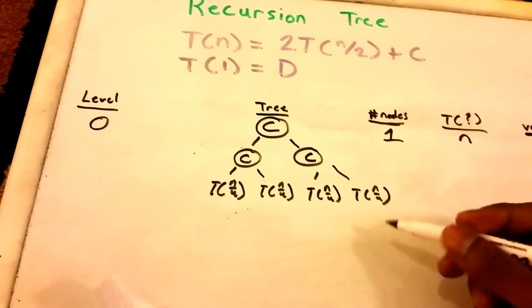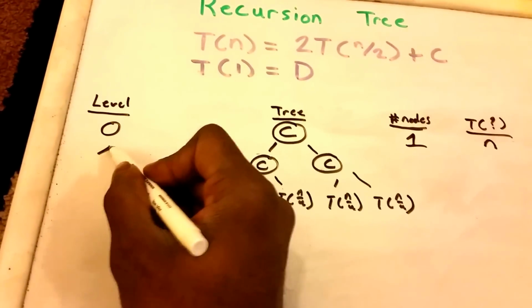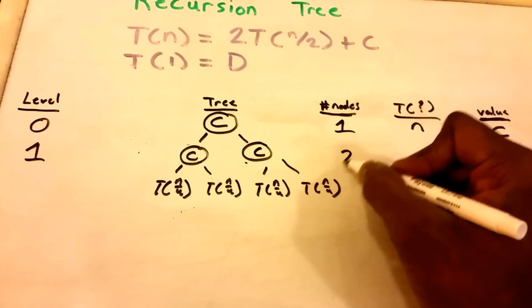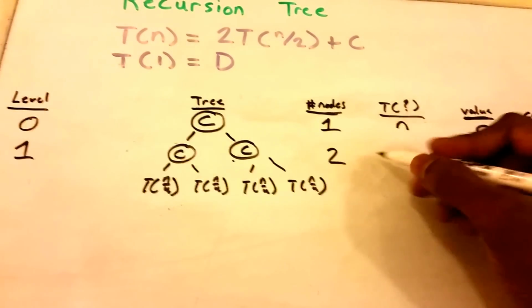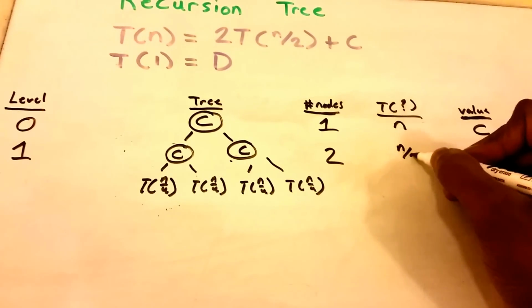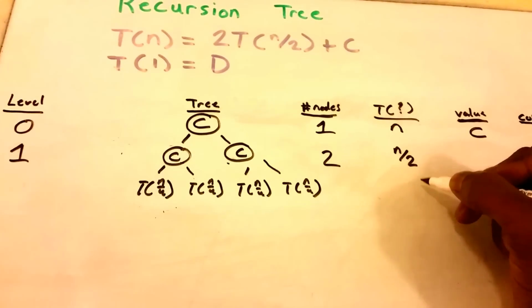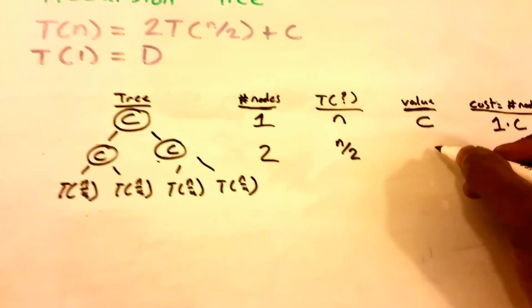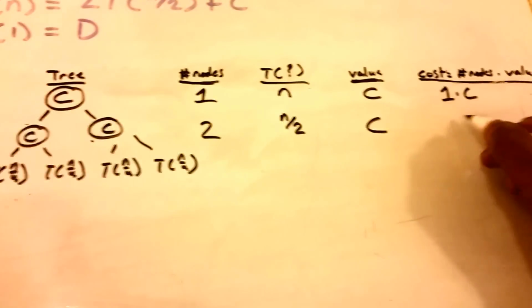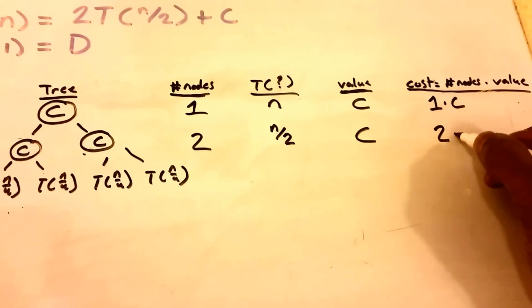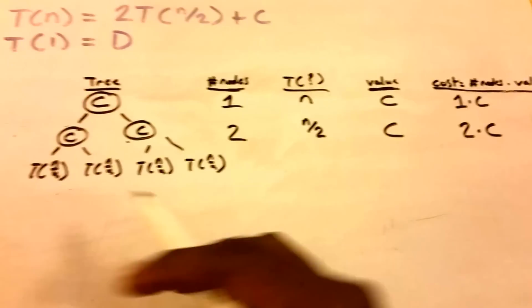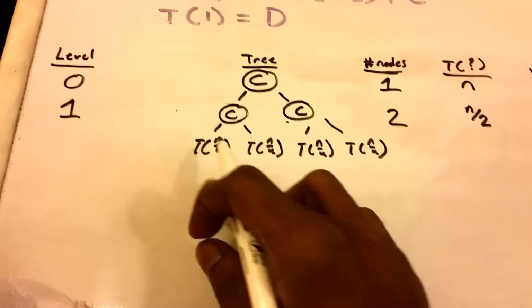Okay, so this is level 1, and the number of nodes at this level is 2, and the input parameter was n divided by 2, because remember we had n divided by 2 there. The value is C, and then the cost will be 2 times C. Okay, so I'm not going to keep writing this. I think you guys kind of get it now.